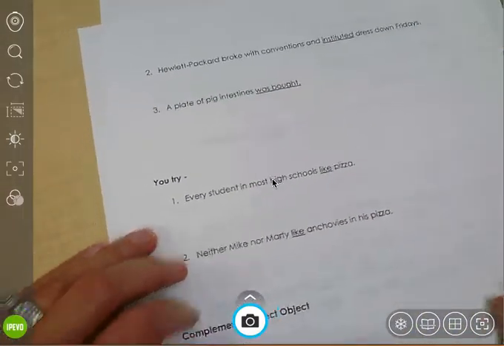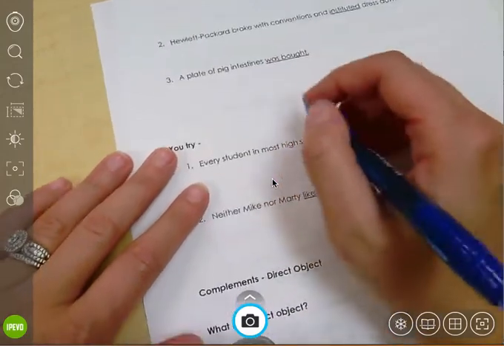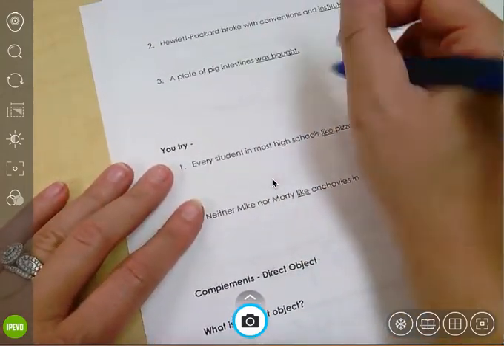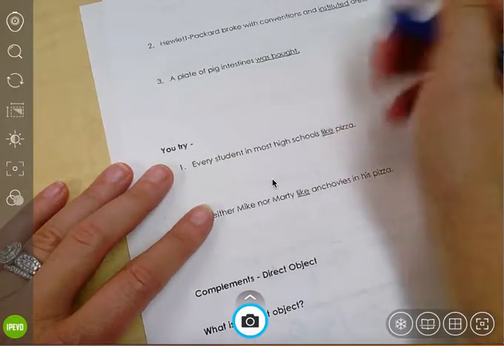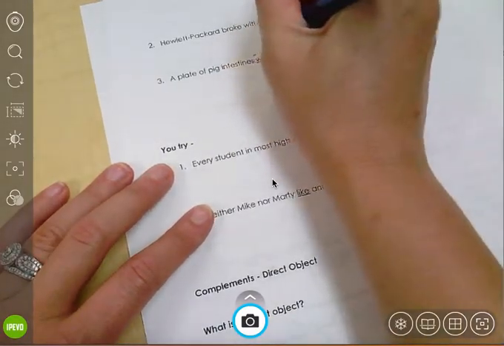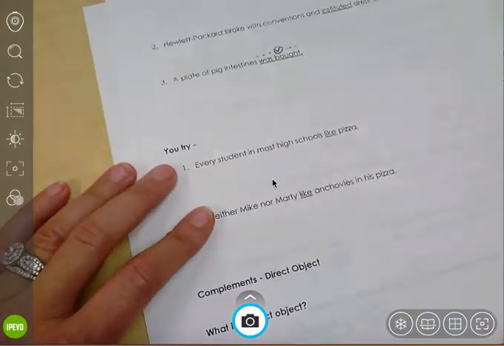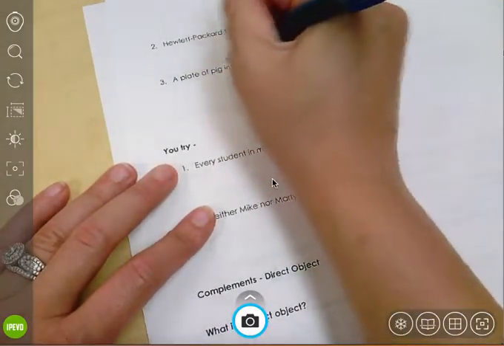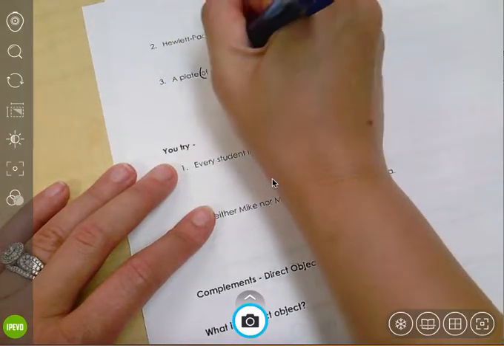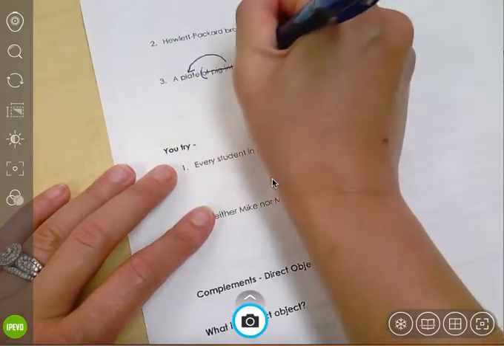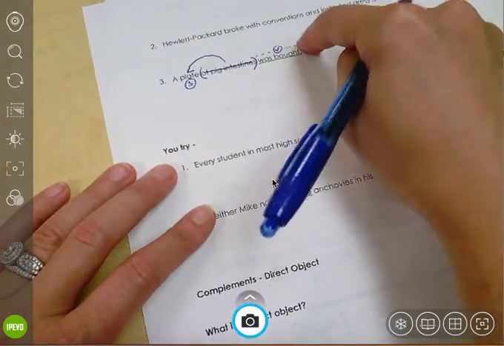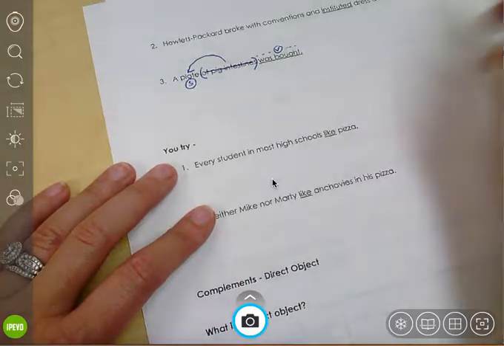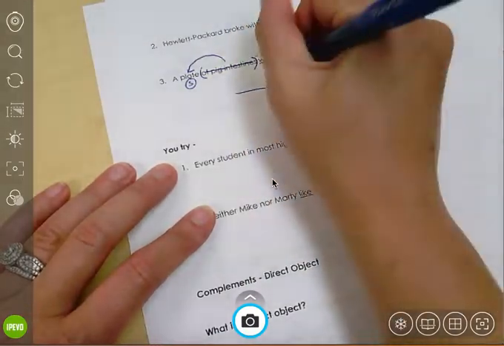Let's look at number 3. So we have a pig intestines was bought. Yum. Okay, so we know our verb, remember, was bought. They are both verbs. A pig intestines is describing plate. So I'm going to go ahead and cross that out. It's a prepositional phrase. Plate was what was bought. So we know that that is going to be our subject. So let's go ahead and diagram this.